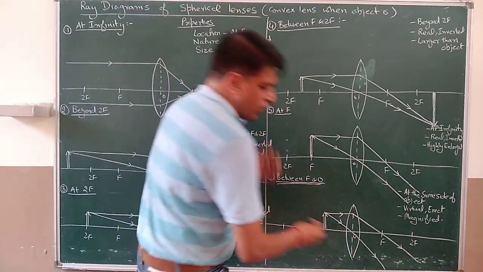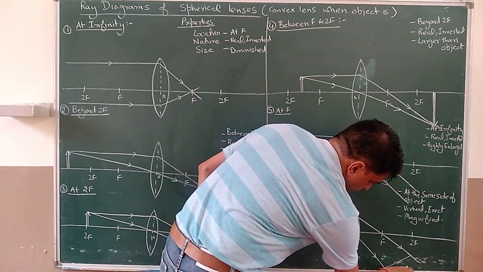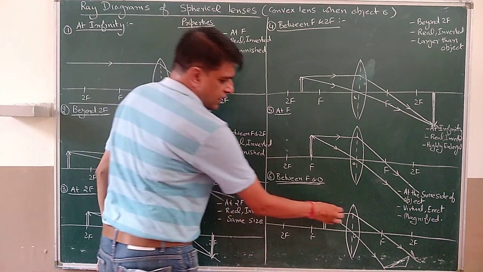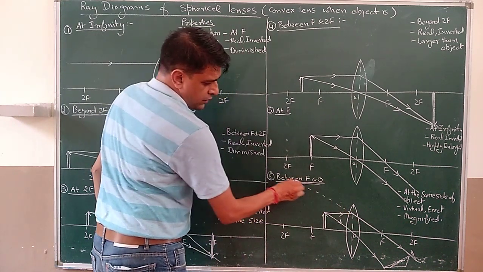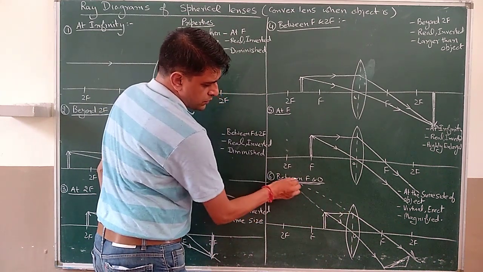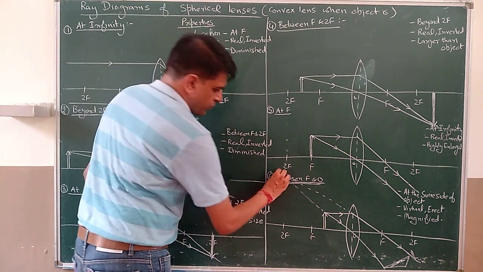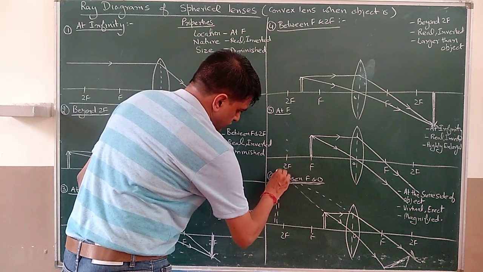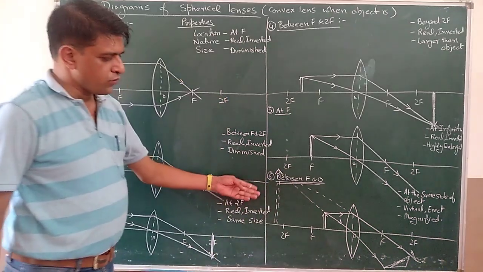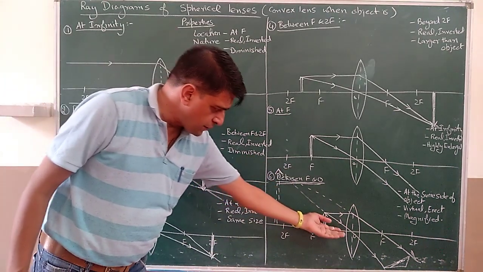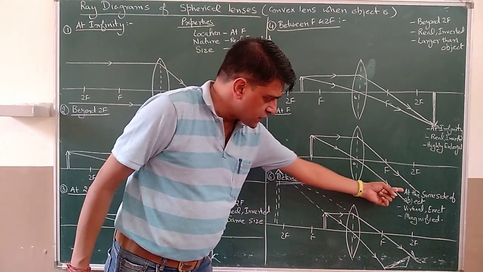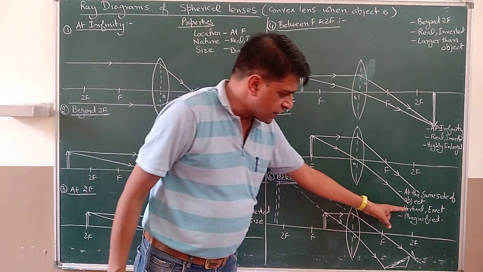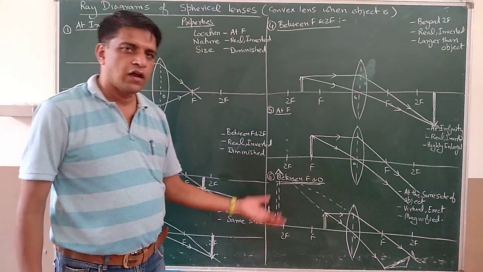But if the observer's eye is here, then these light rays appear to come from this particular point, and these dotted lines show the image formed, and the image appears to be on the same side of the object, and secondly the image is virtual and erect.